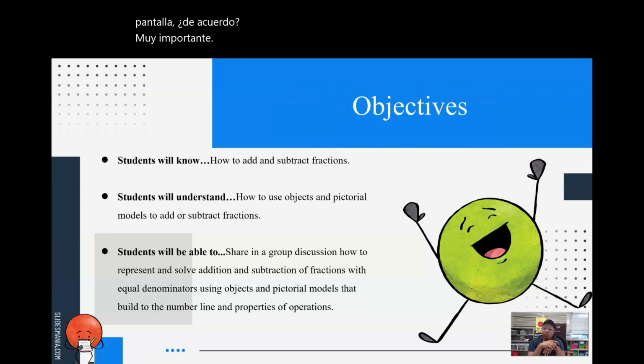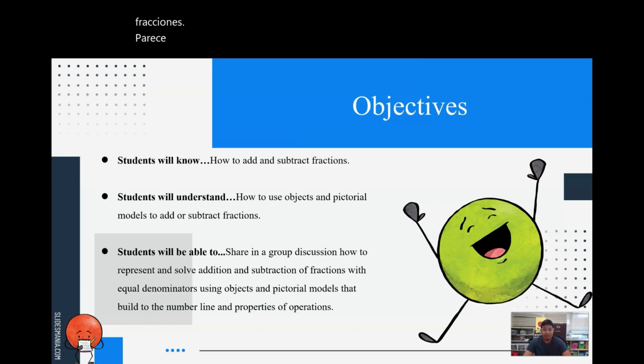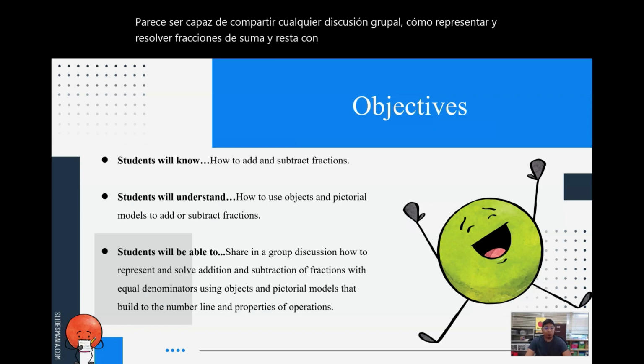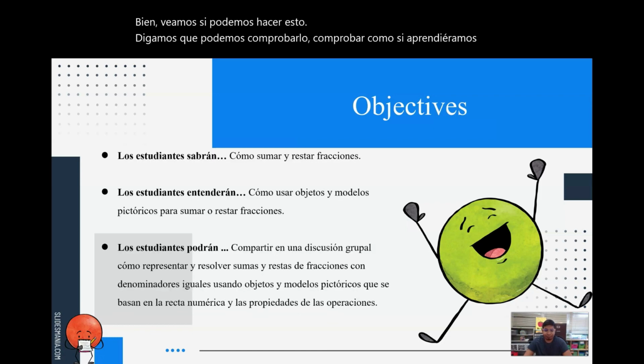Objectives. Students will know how to add and subtract fractions. Students will understand how to use objects and pictorial models to add or subtract fractions. Students will be able to share in a group discussion how to represent and solve addition and subtraction of fractions with equal denominators using objects and pictorial models that build to the number line and properties of operations. Alright, so let's see if we can do this. Let's see if we can check off and see if we learned all of this today and tomorrow, okay?